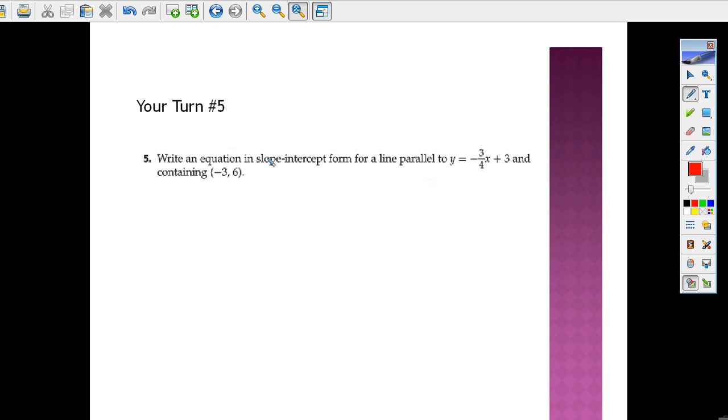Alright, so this is the last slide. It's been a long slide, so go ahead to number 5. Same thing as what we did, now this time it's parallel. When it's parallel, the slope is the same. So don't do anything to the slope, just keep the negative 3/4 and find the equation going through negative 3 and 6. And when you're done with this, you're done with homework.